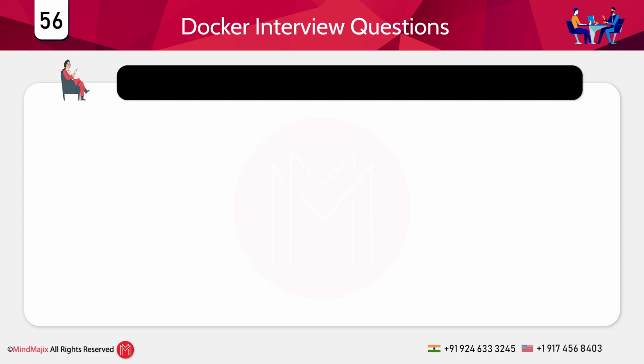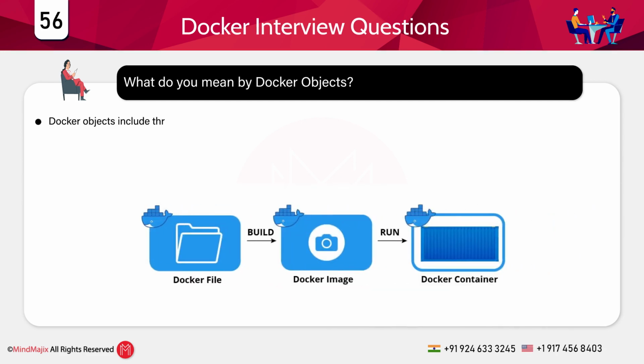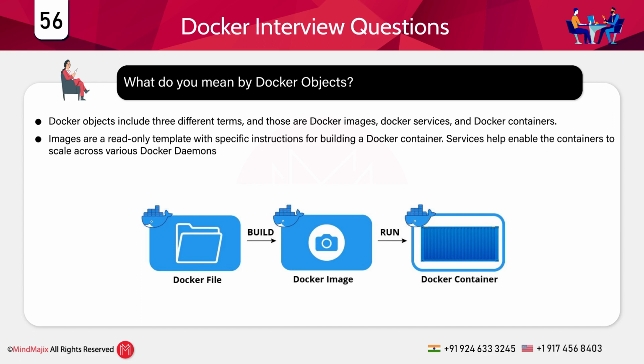The next question: what do you mean by Docker objects? The answer is Docker objects include three different terms, and those are Docker images, Docker services, and Docker containers. Images are read-only templates with specific instructions for building a Docker container. Services help enable the containers to scale across various Docker daemons that all work together as a swarm. Containers are a runnable instance of an image.